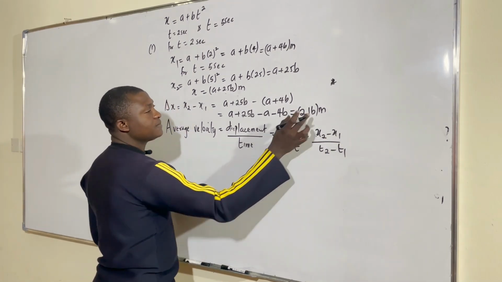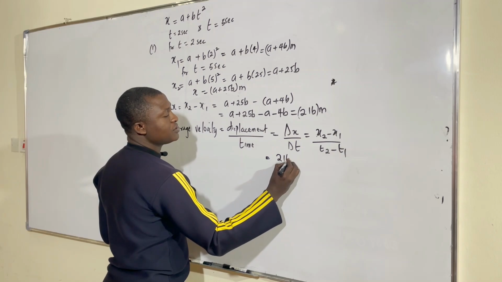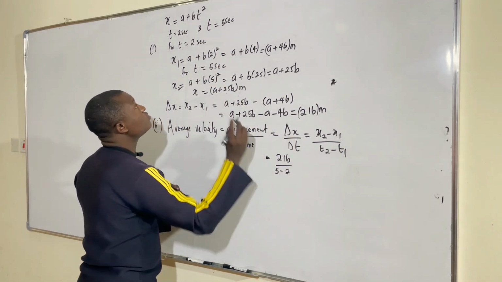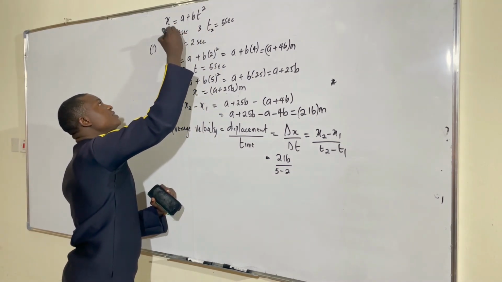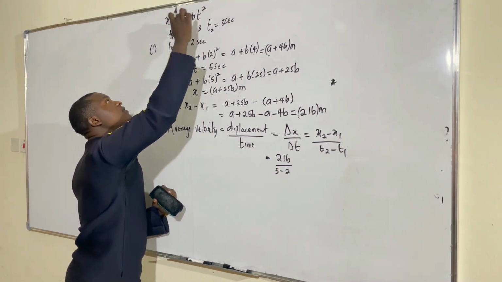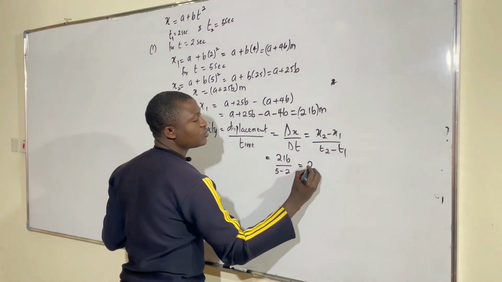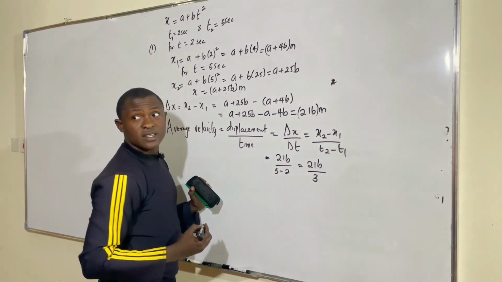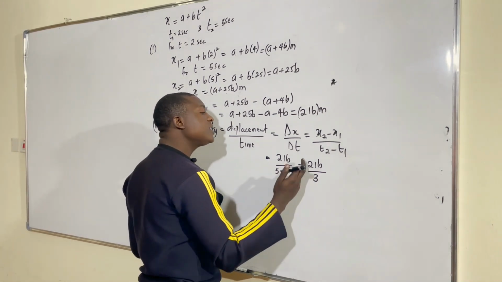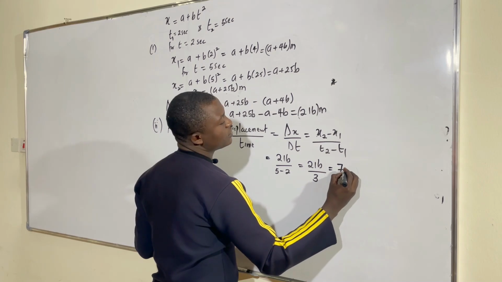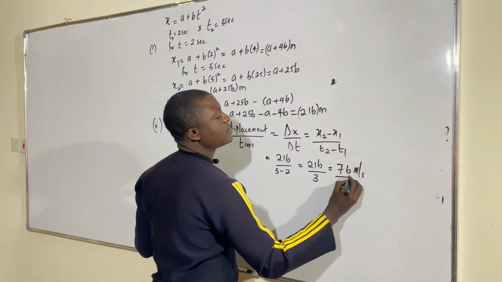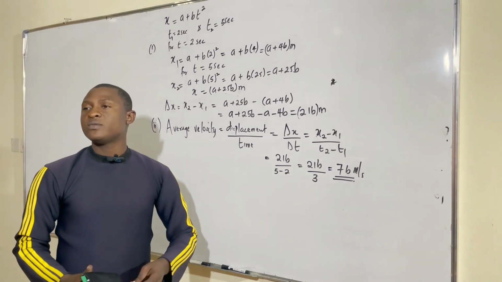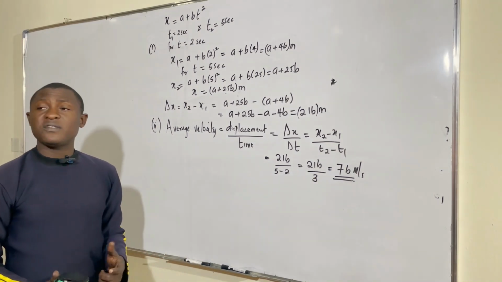What do we have for the value here? Yes, we have 21b divided by t2 minus t1. That's 5 minus 2, because t2 is 5 and t1 is 2. So I can have 21b divided by 5 minus 2. Definitely we are going to have 3, right? So how many 3s can we get in 21? We are going to have 7b, in meters per second. So our average velocity is equivalent to 7b, because a and b are just constants.